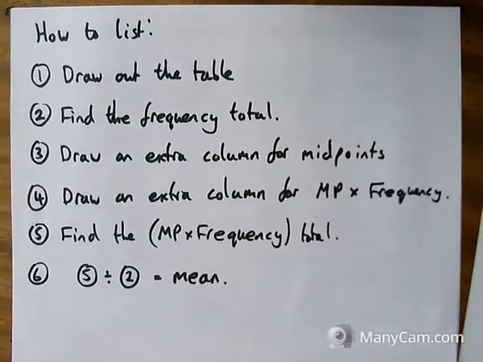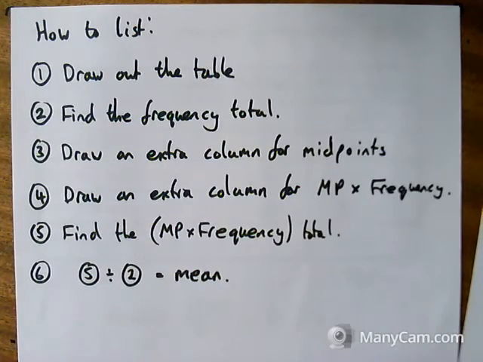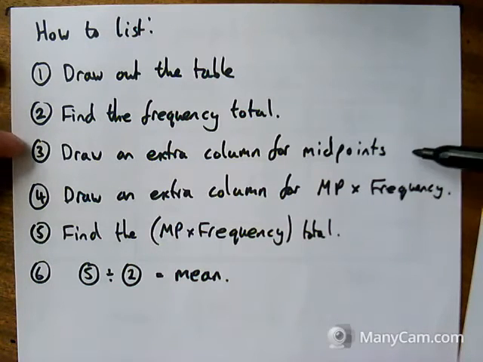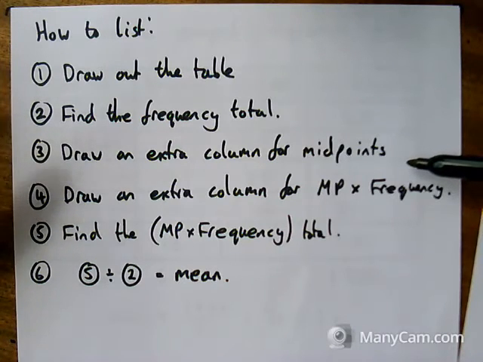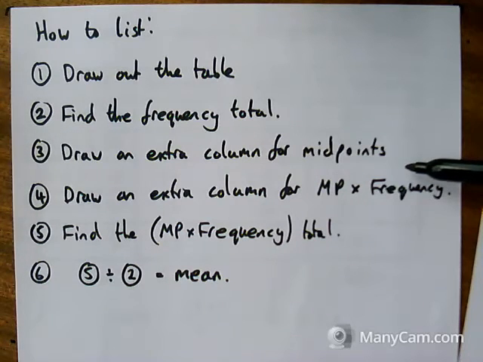I've also included a how-to list similar to my previous videos, just going through the steps of how to work out the mean from a grouped frequency table. The first one, I'd like you to draw out the tables in your books. Please make sure that you leave enough room to draw those extra 2 columns for your midpoint and your midpoint times the frequency columns. Then I need you to find the frequency total. Then you need to draw that extra column for your midpoints and work out your midpoints of those groups, making sure you're really careful, especially if the group sizes change.